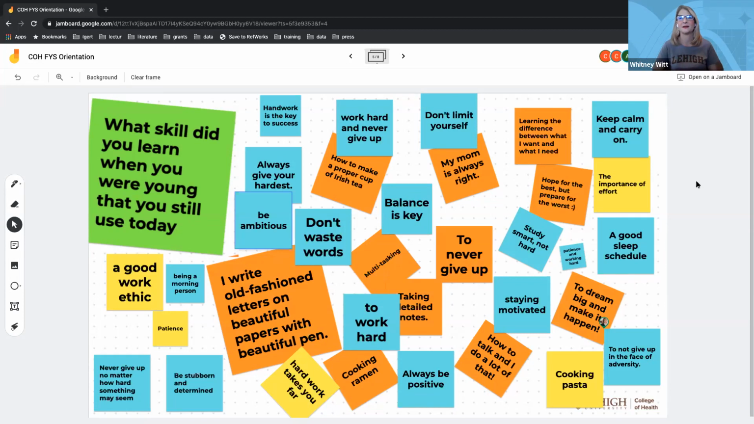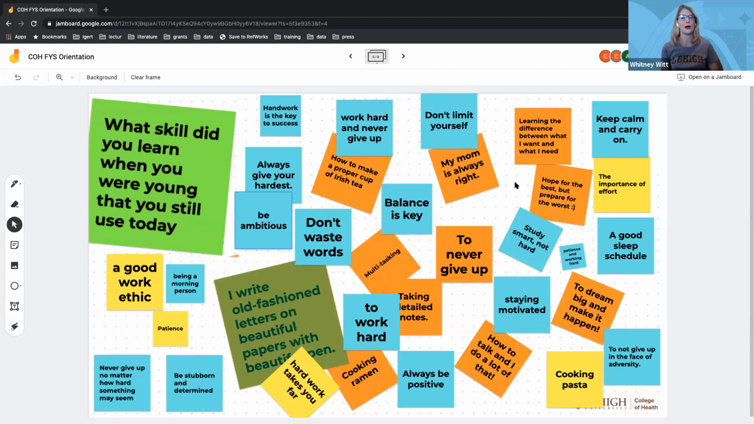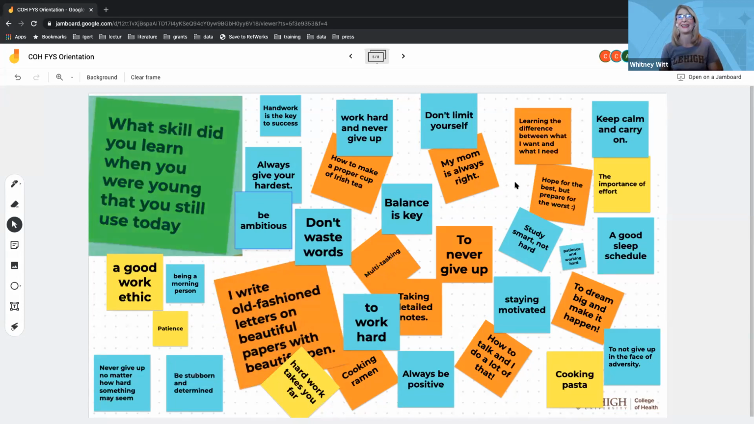Another response is balance is key. Some of you said that mom is always right, which is often very true. Learning the difference between what I need and what I want. Staying motivated. The importance of effort. How to make a proper cup of tea. This is great. How to keep calm and carry on. Boy, words to live by today, right?